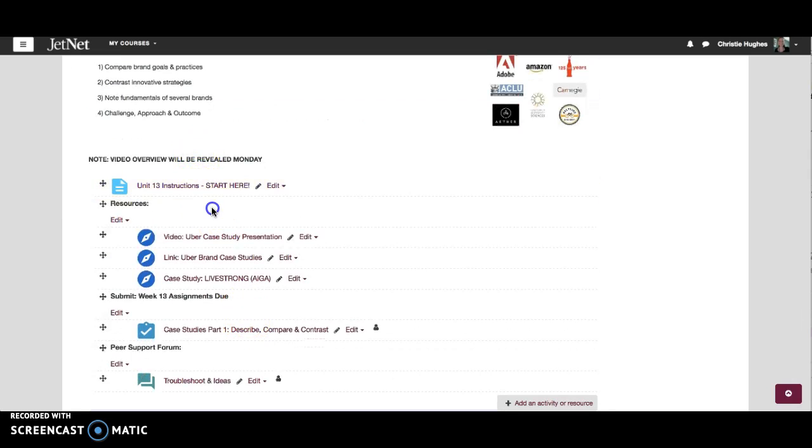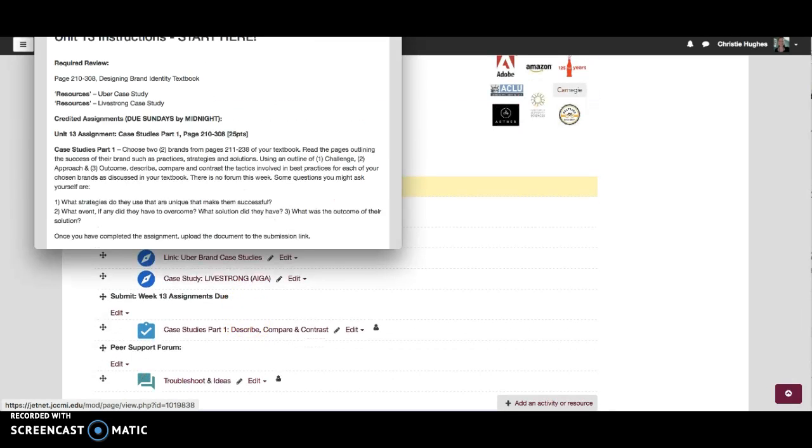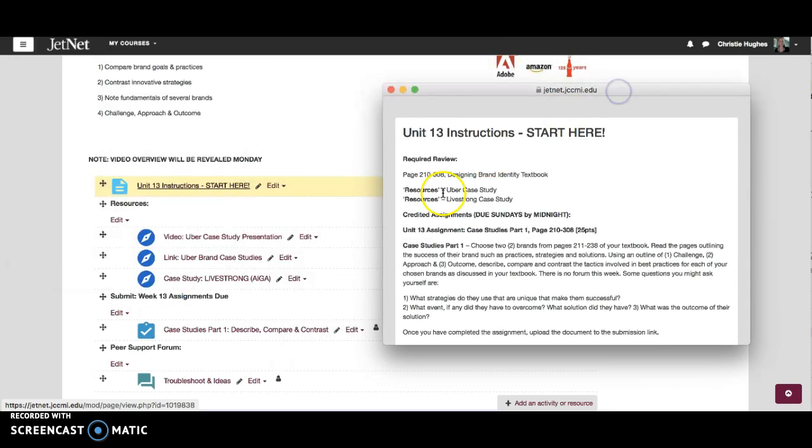So the instructions are here. You first want to read in your textbook pages 210 to 308. That's the latest edition. You're going to look at a couple of the video links that I provided. What better than to review an Uber case study?